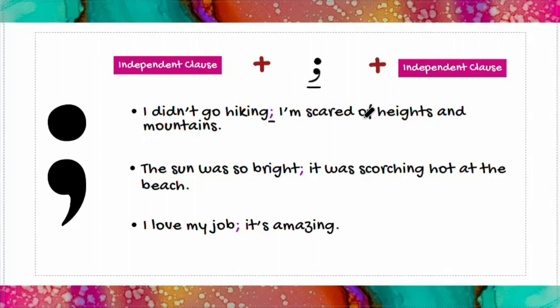Okay, this is how we can make a compound sentence. The sun was so bright; it was scorching hot at the beach. Two similar ideas joined by a semicolon, compound sentence. I love my job; it's amazing. So we are giving some more information about the first idea and we are connecting these two ideas with a semicolon rather than putting a full stop in the middle and making these two short sentences. Got it? Hope this helps.